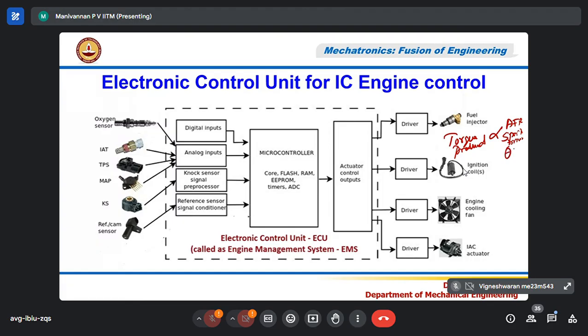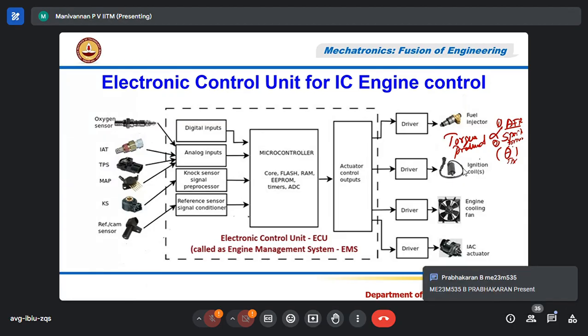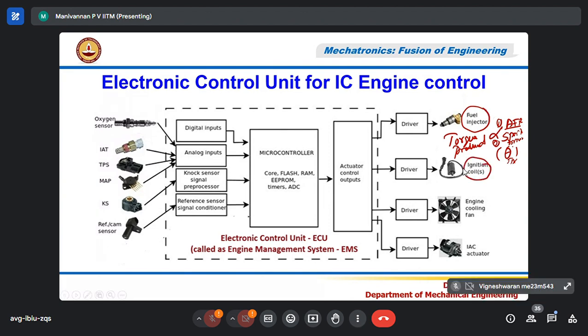We call it theta, correct? That is so many degrees before TDC, and air-fuel ratio. These two parameters are going to decide. So that means if you want to control the torque produced by the engine, you can control it using air-fuel ratio and also spark, when you are giving spark before TDC.